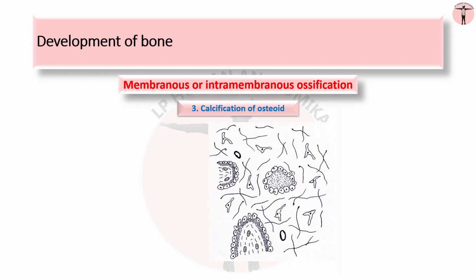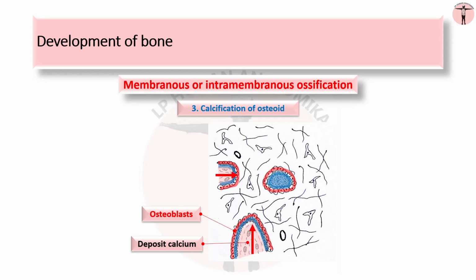The third stage is the calcification of osteoid. Osteoblasts, in addition to organic matrix, deposit calcium salts in intercellular matrix. As the osteoid is forming, on one side of the osteoid, the calcium will be deposited and is converted into bone matrix. The osteoid, which is elongating and expanding by the lamellae, is converted into calcified bony spicules.